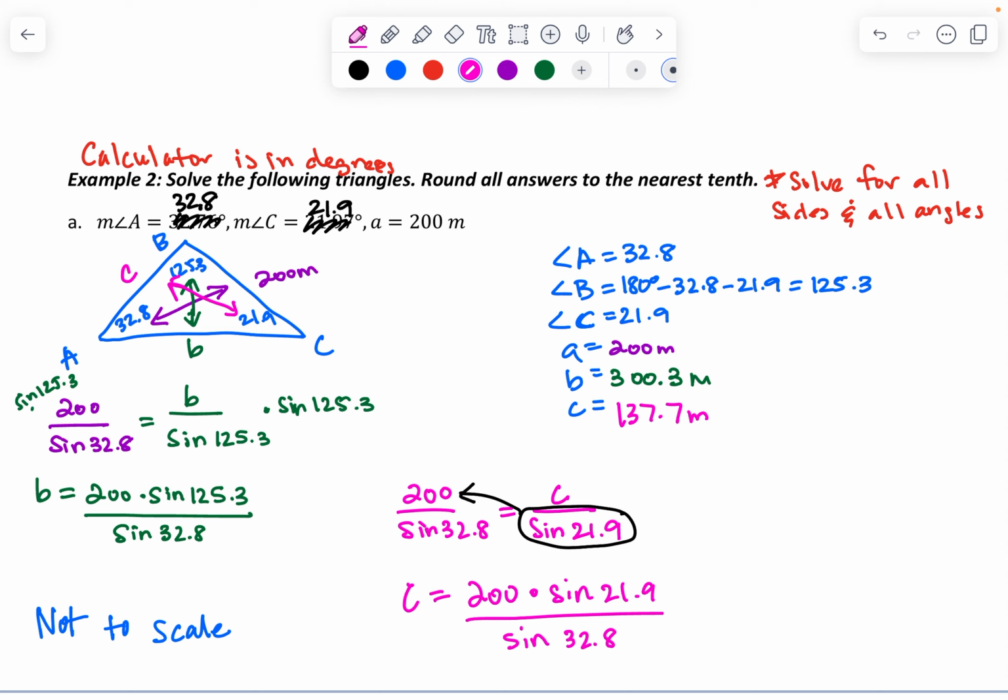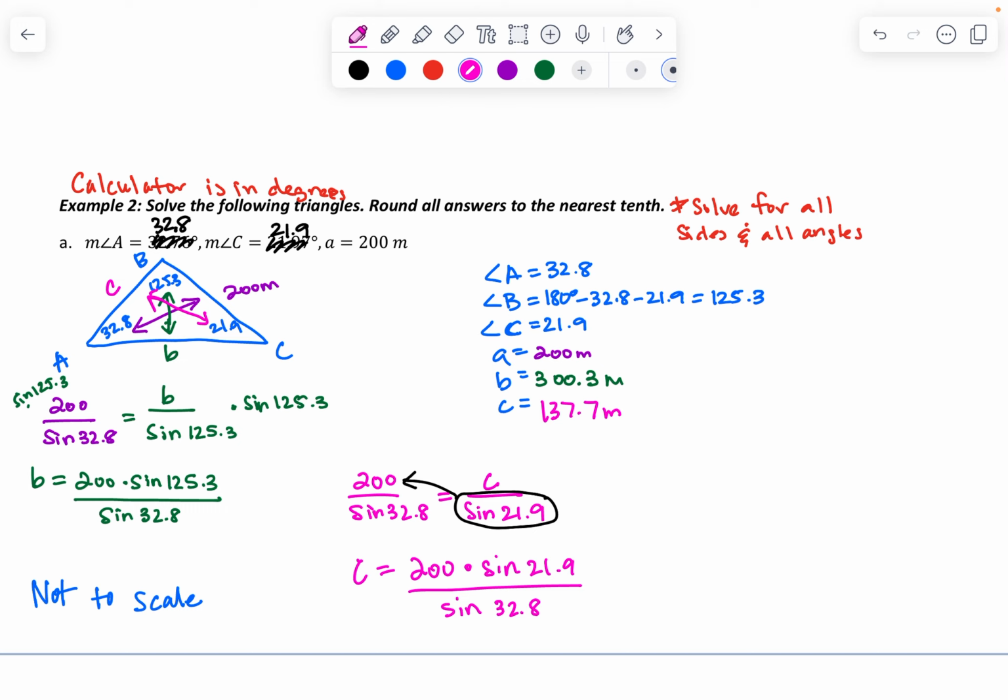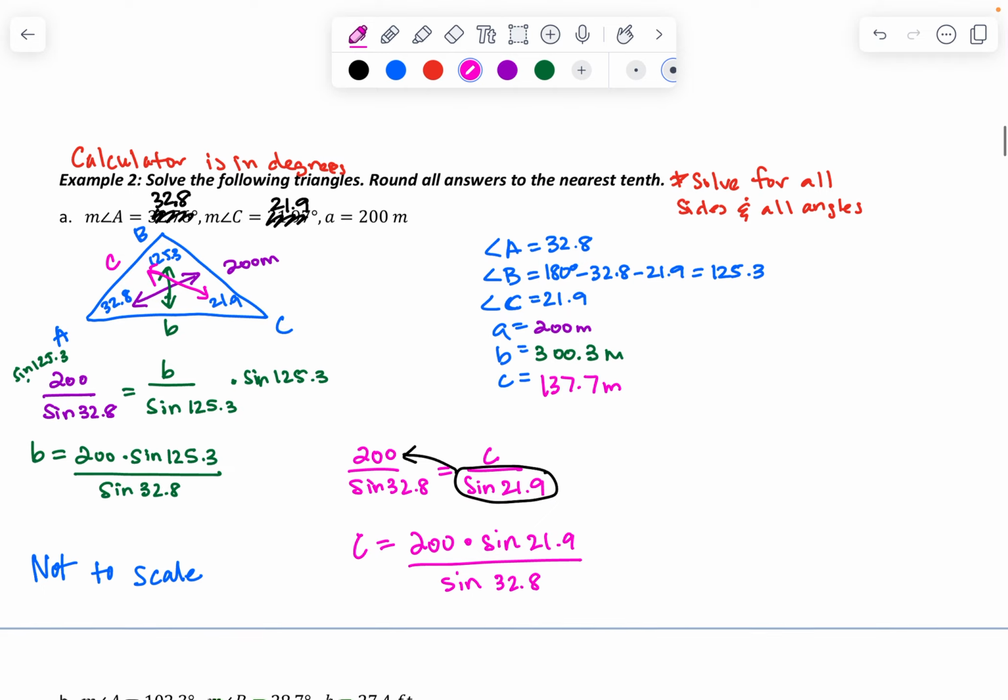so that side C is equal to 137.7 meters. Now make sure that you are pausing the video and putting it in your calculator and making sure you're getting the same answers, because you don't want to get to your homework and get it all wrong because you had it in the wrong mode. So we really want our calculator in degrees.